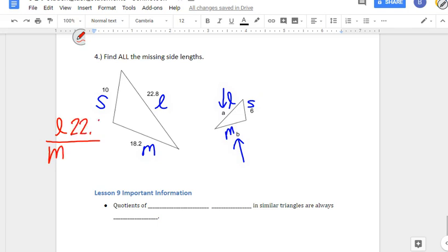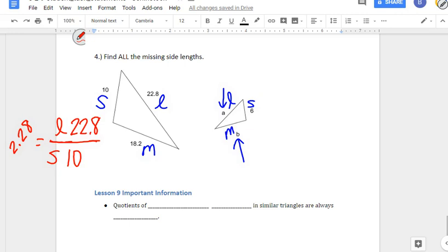Well, one common ratio that I need is long to medium. So the long number is 22.8. The medium number is 18.2. So 22.8 divided by 18.2 is not a pretty number, right? So if I don't want to use that one, I don't have to. Let's find the long to short ratio, because 10's a prettier number. So long to short is 22.8 divided by 10. So my long to short ratio is 2.28. If you ever get a weird decimal like that, go ahead and stop and switch it up.